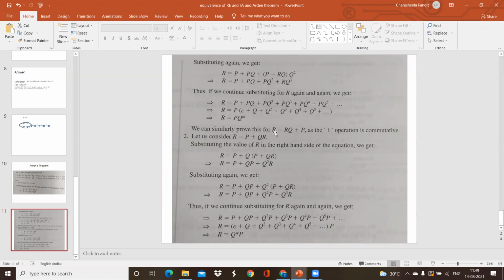In a similar fashion, you can prove this also. Now, the second case: they have said R is equal to P plus QR. Again, you replace this R with P plus QR, and solving it, finally you will get this. Just go through it. I guess you all know how to solve the bracket, and this is your Arden's theorem. Is that clear to all? Yes, ma'am. Okay. So we will move to the next topic then.